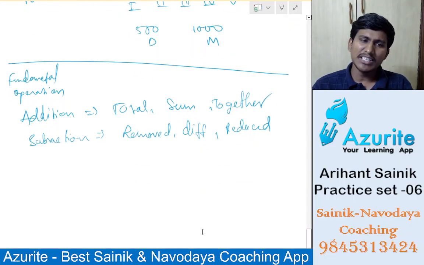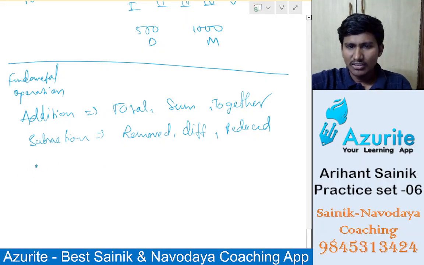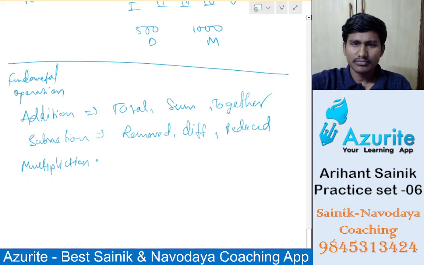Now next is multiplication. Multiplication you already know, yes. Product. Yes, product of. So product, product of, these are all multiplication.